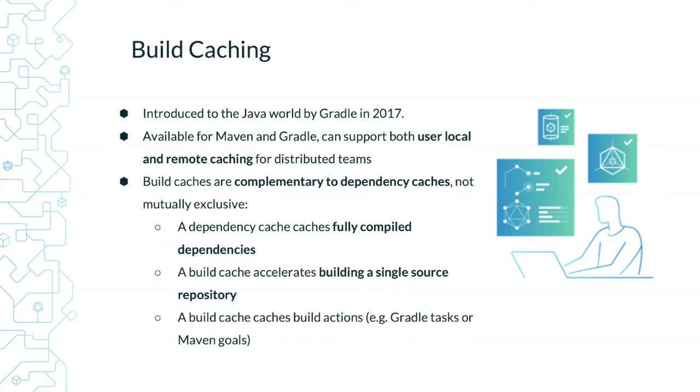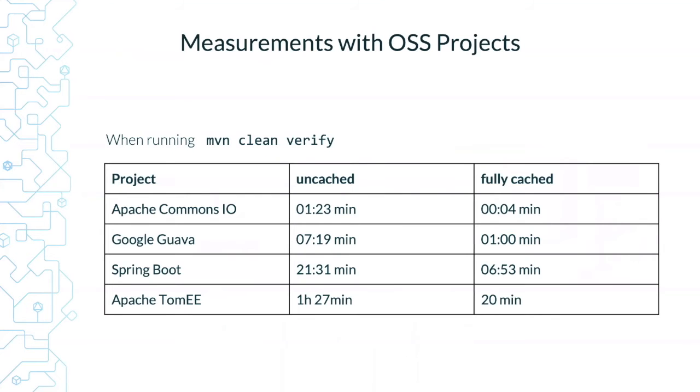The build cache accelerates building a single source repository, and it caches build actions. In this case, right now, we're talking Gradle tasks or Maven goals. And just to give you some idea of the results of what can be done by improving this caching.